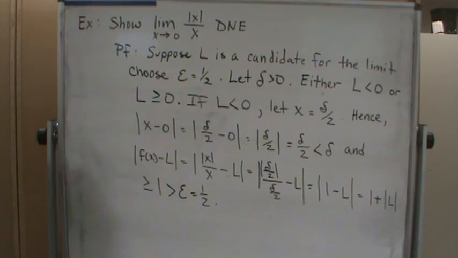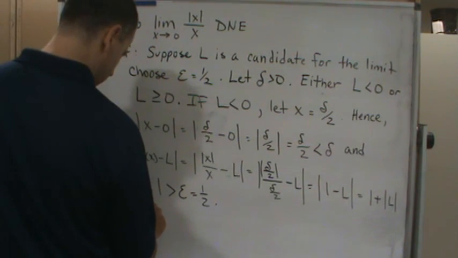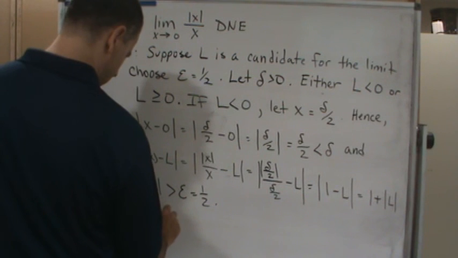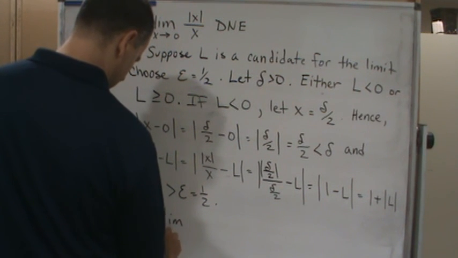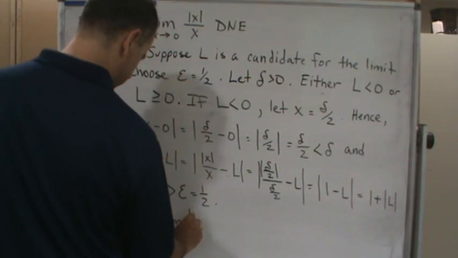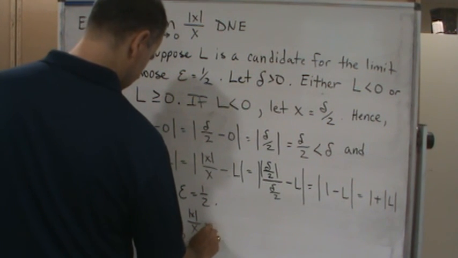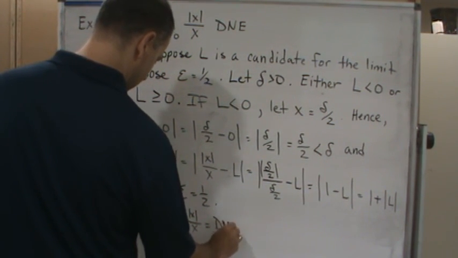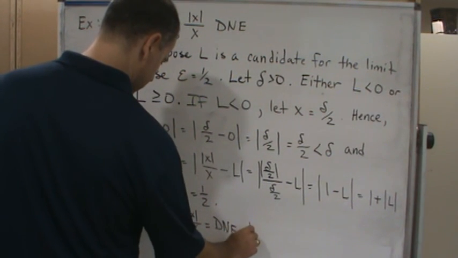And so, therefore, the limit as x approaches 0 of the function absolute value of x over x does not exist.